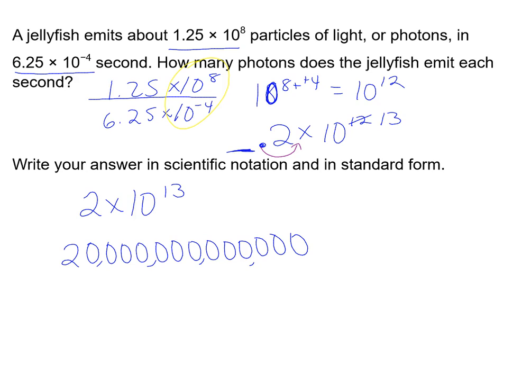Sorry, I just caught myself. This is not 13. And actually, since we moved it to the right, it makes it go down to 11. So this is 10 to the 11th power, which knocks off 2 of those zeros. Still a lot of light.